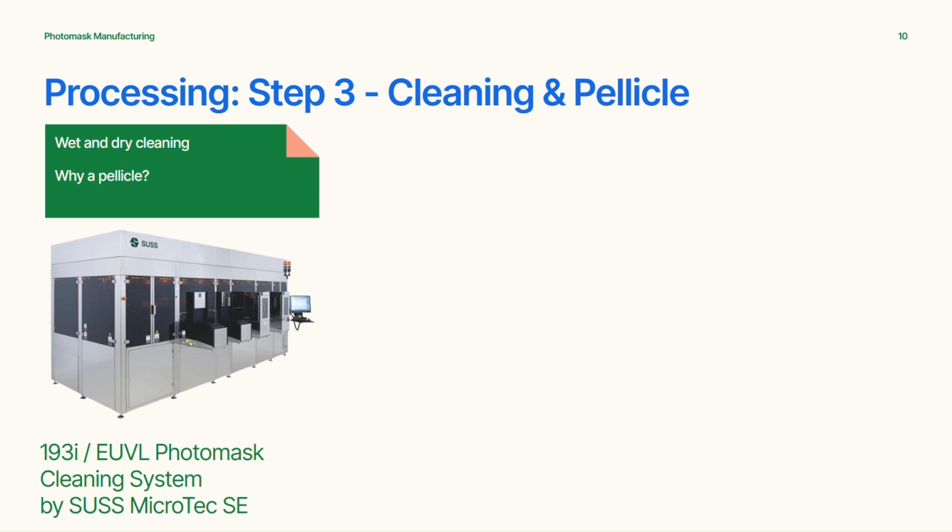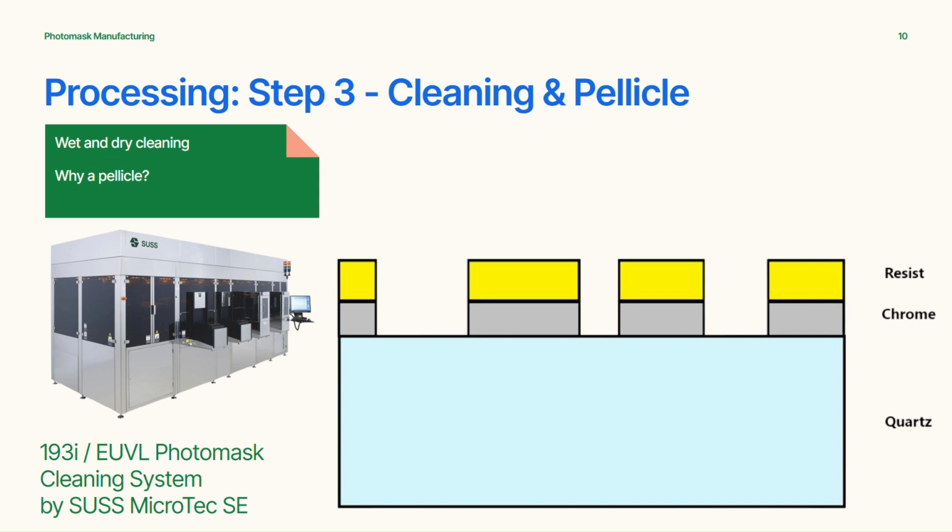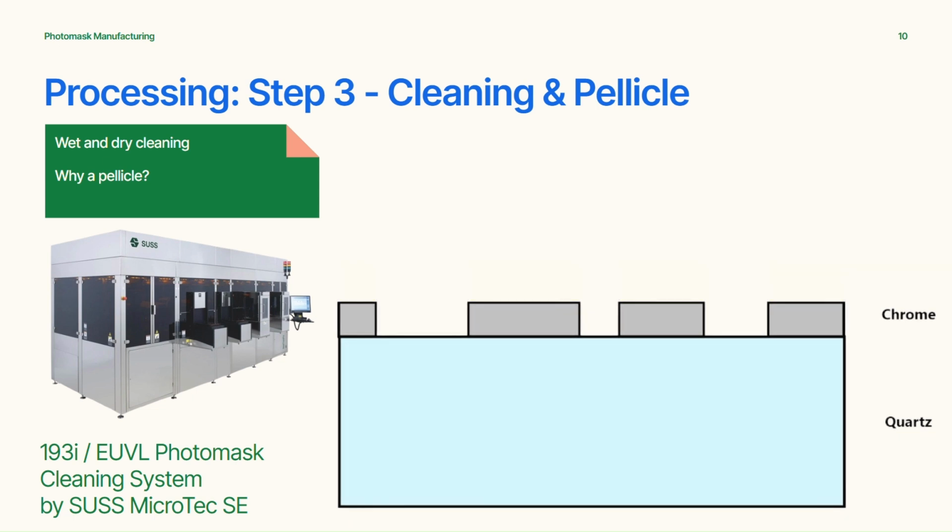Now, here is a cleaning system, the 193i EUVL Photomask Cleaning System by SUSS MicroTec SE. Here we have a representation of the cleaning process. The cleaning process is essentially just going to remove that excess resist that we don't want. Afterwards, we're going to add that pellicle to protect that chrome. It's going to provide us that shield.